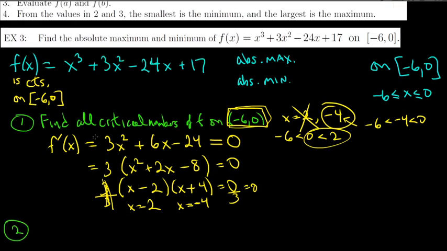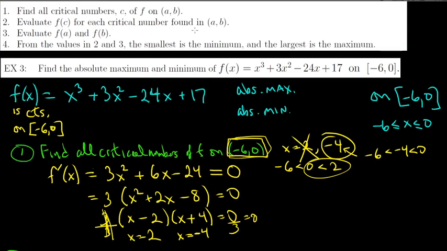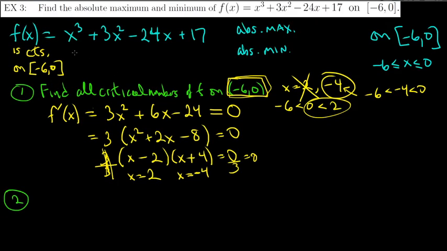So what do we do in step 2? For each critical number, plug it into the original function. So here's the original function. So just evaluate this at, not 2, of course, because that's bigger than 0. It's not on the interval. But negative 4, we can plug that in.